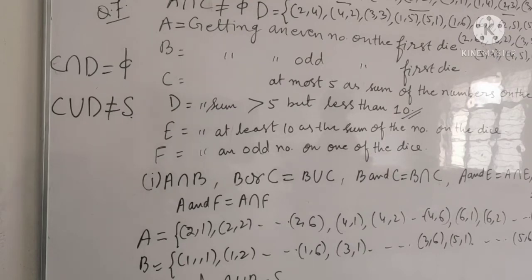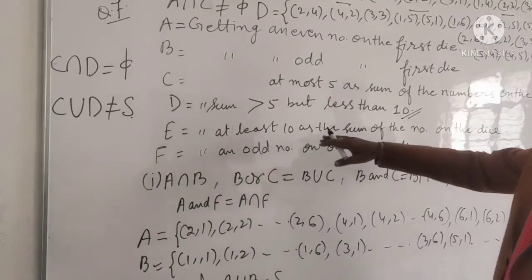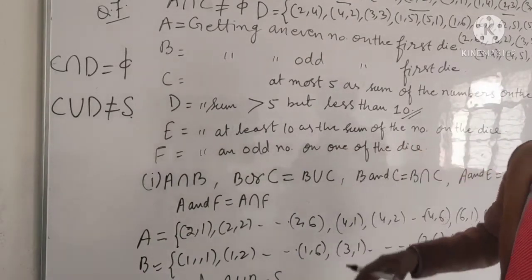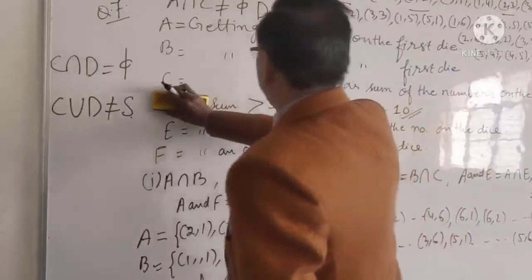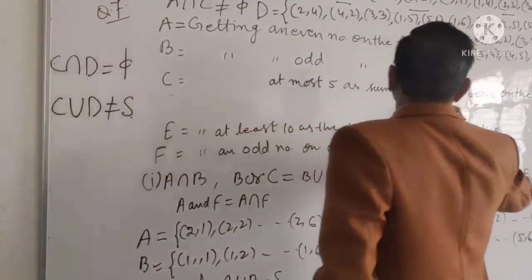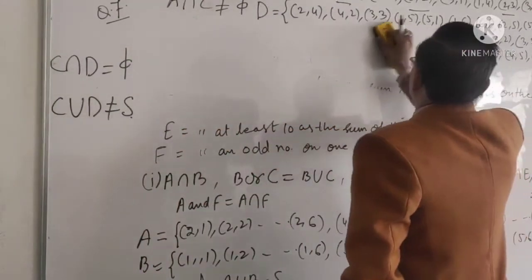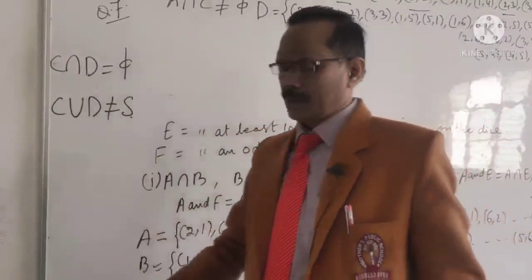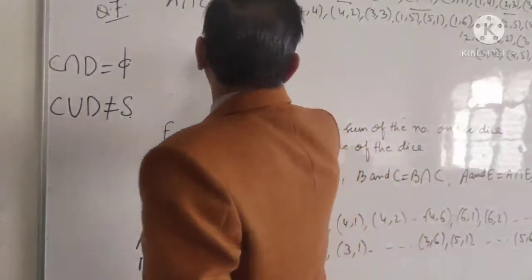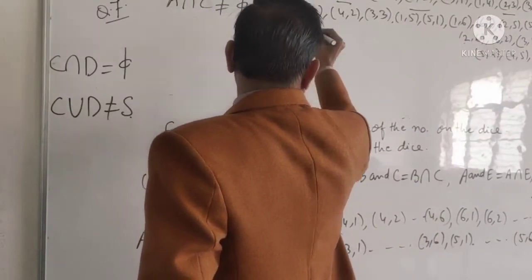C and D and E. Similarly, now frame E. The sum is at least 10. So, the maximum sum will be 12. At least 10. So, let us frame event E. Sum will be 10, 11, 12.